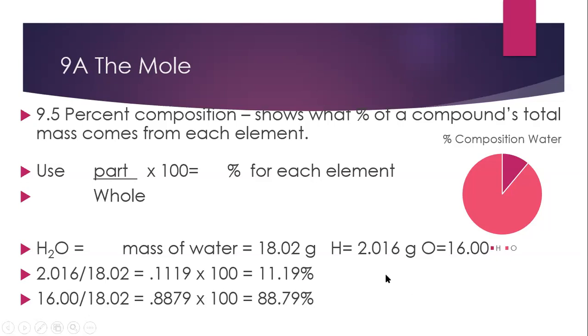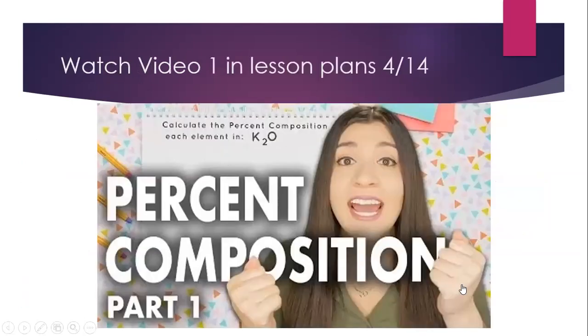Now, these are only 2 elements, right? So you're only figuring out 2. If you know it's out of 100, all you have to do is figure out 1. Figure out hydrogen, 11.19%, and then you could subtract that from 100, and that would automatically give you the oxygen. So if you only have 2 of these elements, figure out 1 and then subtract from 100, because the percent is out of 100.